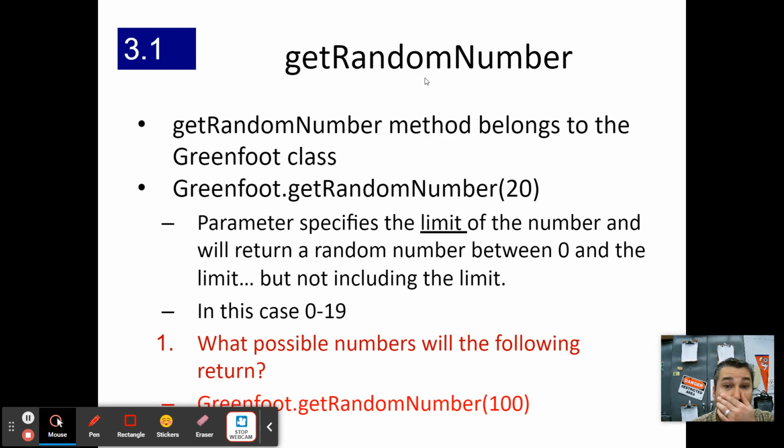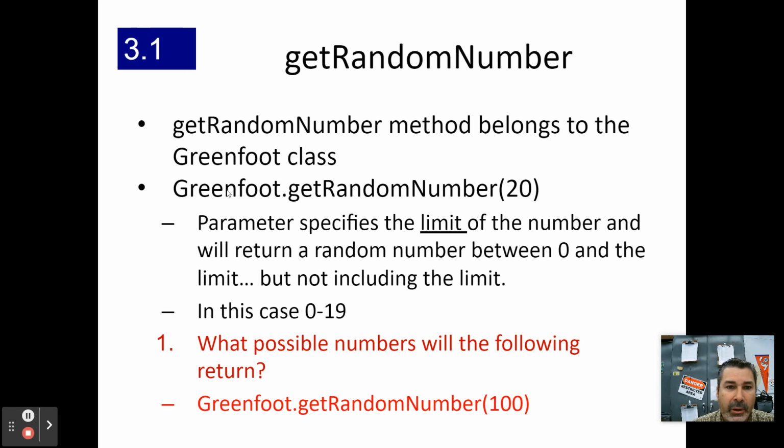All right, now let's talk more about the get random number method. Remember, again, we're using the get random number method to create some random numbers to create random moving behavior. Okay, so get random number belongs to the Greenfoot class. It's static. Greenfoot.getRandomNumber(20). So here's a possible way we would use the get random number method. The parameter specifies the limit of the number and will return a random number between 0 and the limit, but not including the limit.